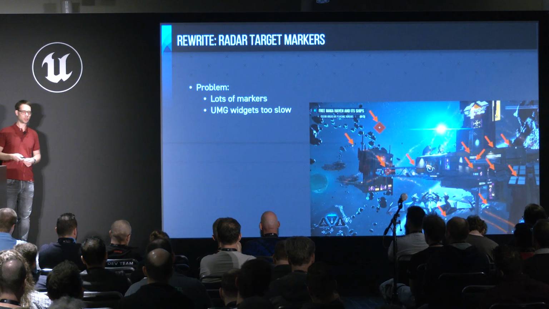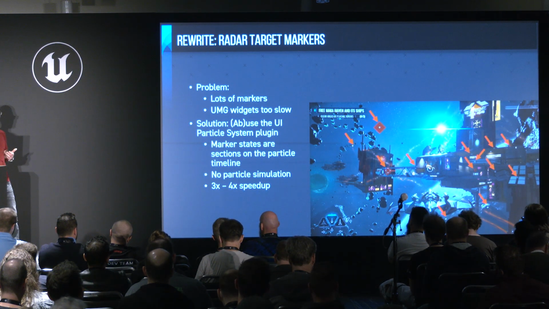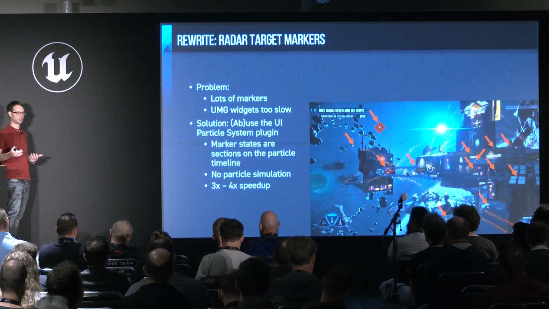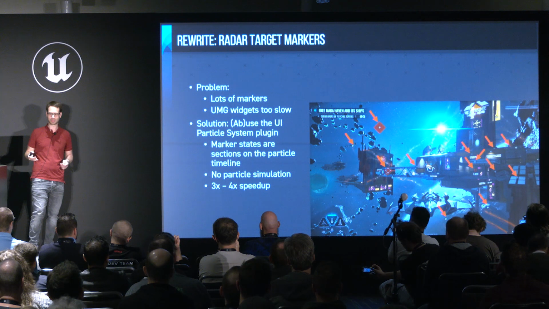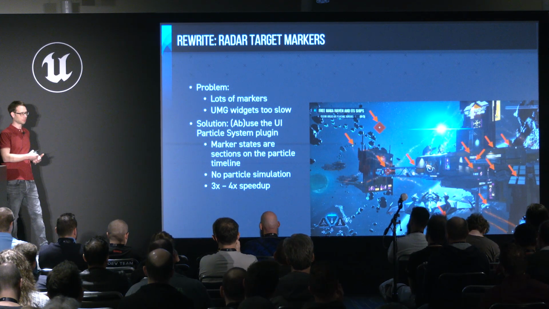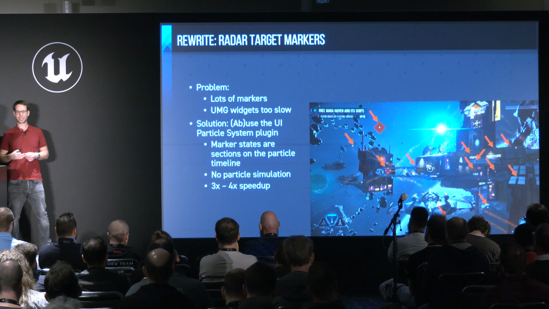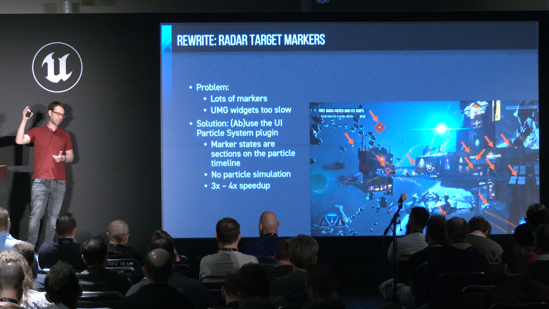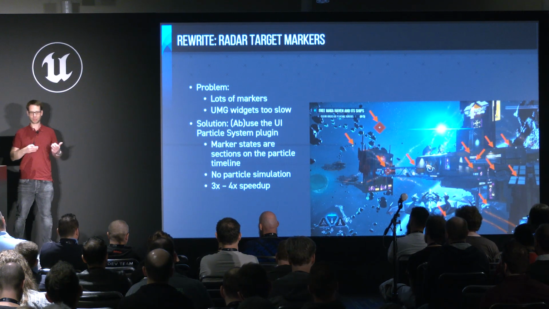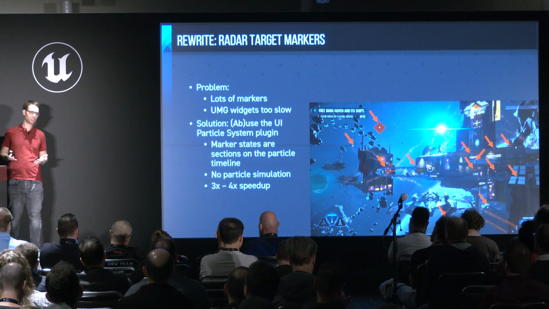So we looked into how we could improve this, and we were using this UI particle system plugin from the marketplace already. So we just went ahead and made our target markers particles, basically. So now they are rendered through this particle system. Of course, there's no particle simulation going on. We just go and set the position, so the player can tell this is where I can go. But otherwise, there is no simulation going on.